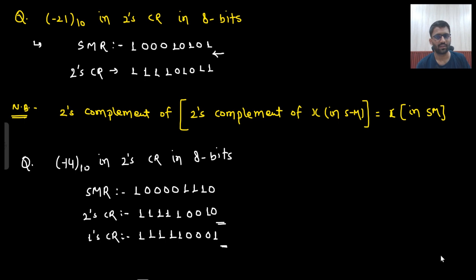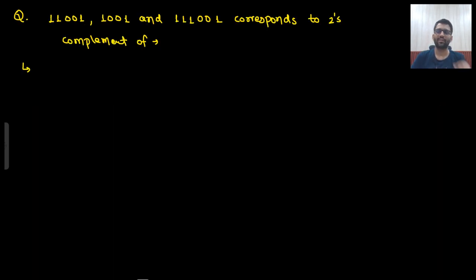That's it. Okay. So in that manner we will proceed. Now 11001, 11001 and 111001 correspond to 2's complement of what? So all three numbers are there. 2's complement of what? So let's take the first one, 11001.